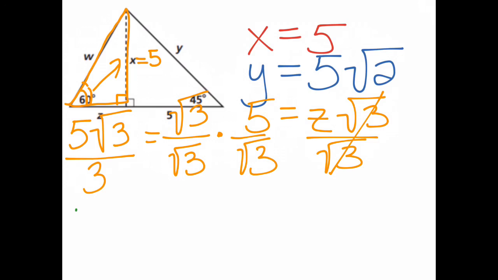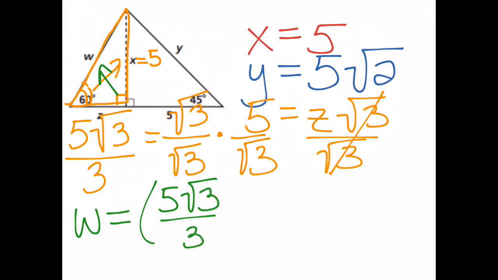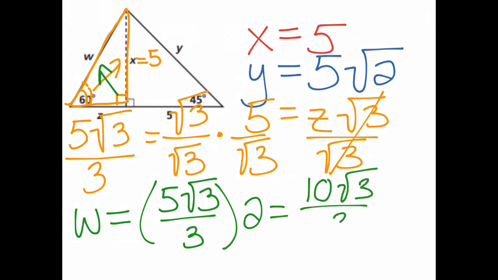And to solve for letter W, remember in a 30-60-90 triangle, W is the hypotenuse here, and the hypotenuse is always twice the smallest side, in this case 5 radical 3 over 3, times 2, which gives us 10 radical 3 over 3. And since none of this can be reduced, that's the answer for W.